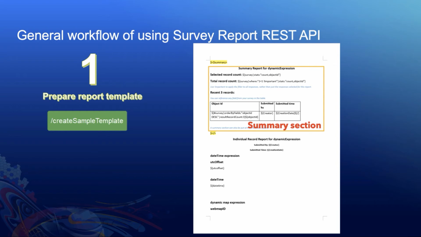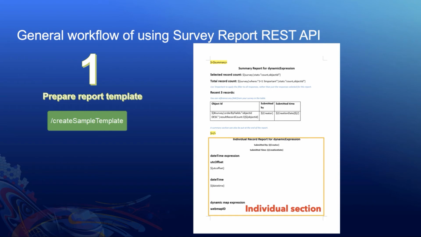And the content outside of the summary tag is the individual section. It will appear multiple times according to the number of filtered records count. You could include many summary sections in the template, but only one individual section. Otherwise, Check Template Syntax API would throw an error.